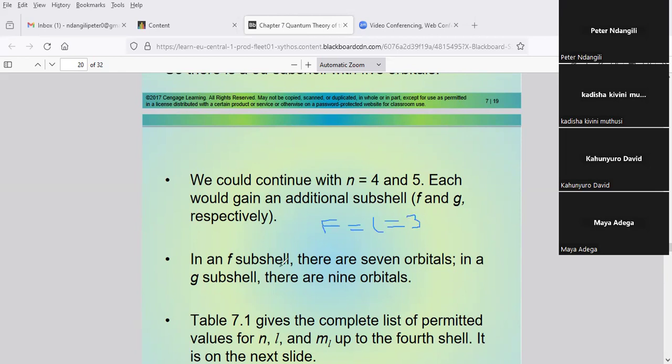And when you get the ml values, you're going to have -3, -2, -1, 0, 1, 2, 3. And that is where you are getting the 7 orbitals from that I have mentioned here.